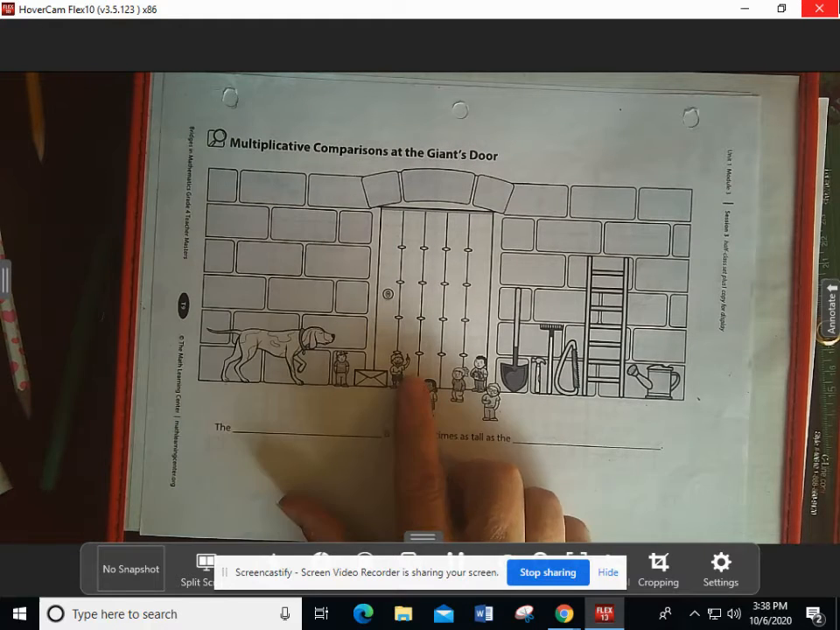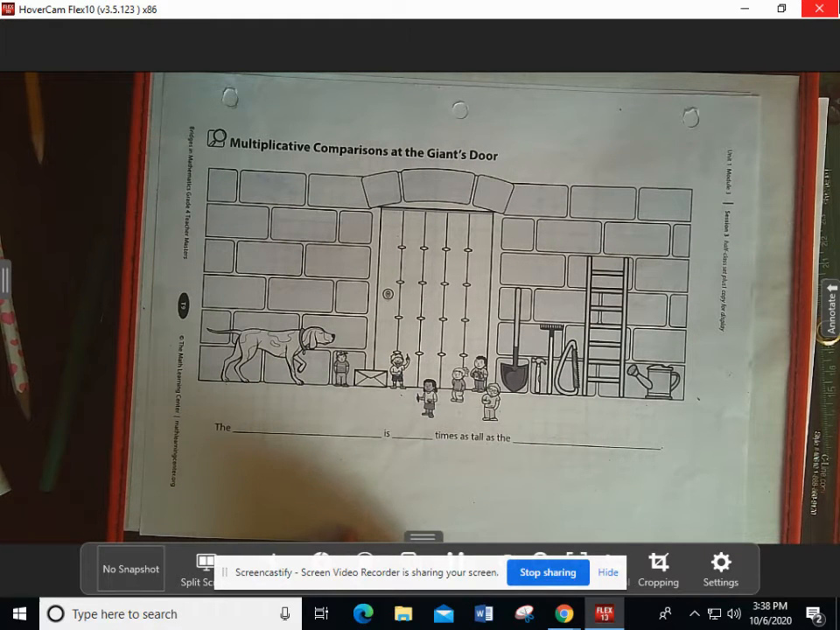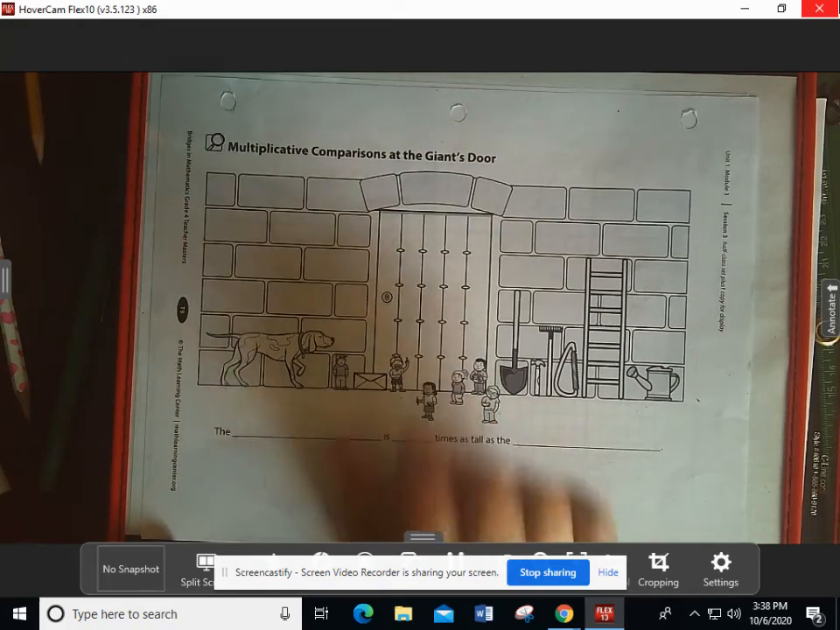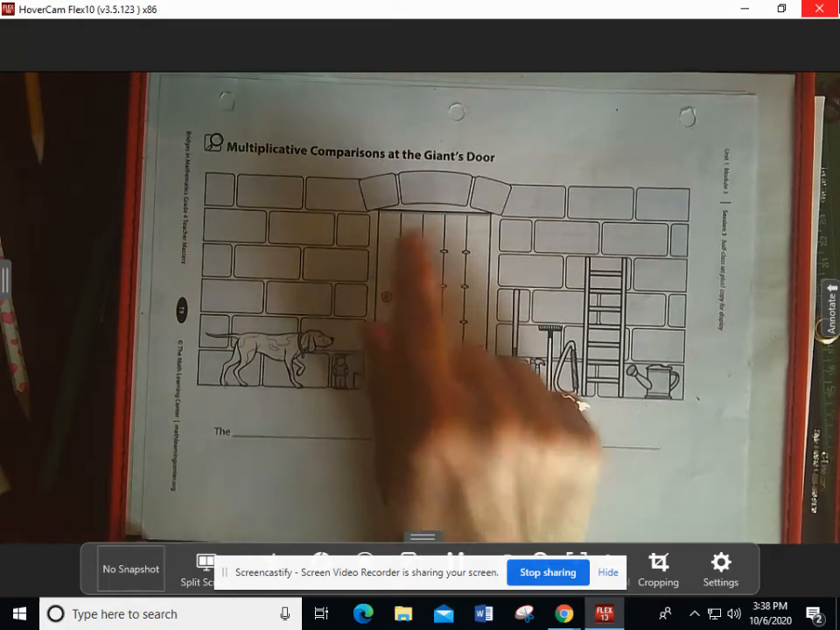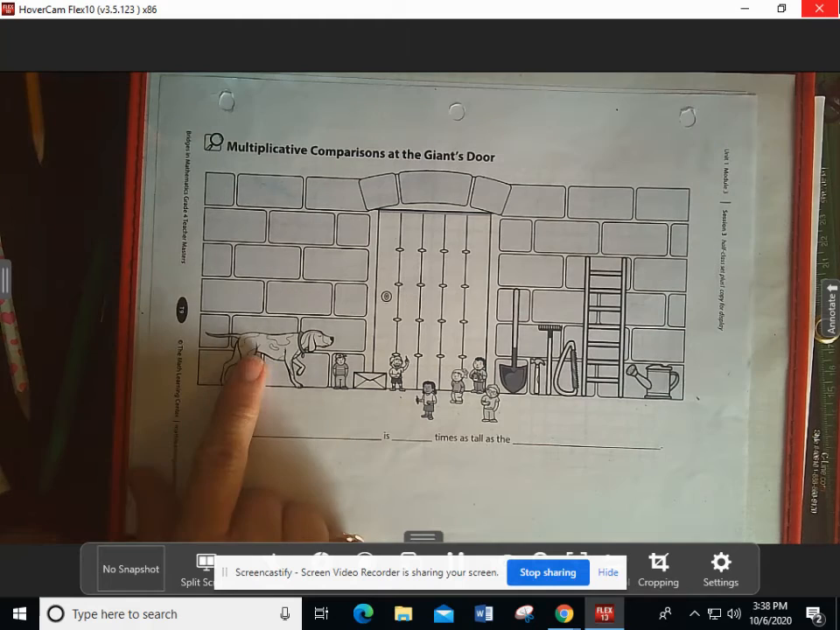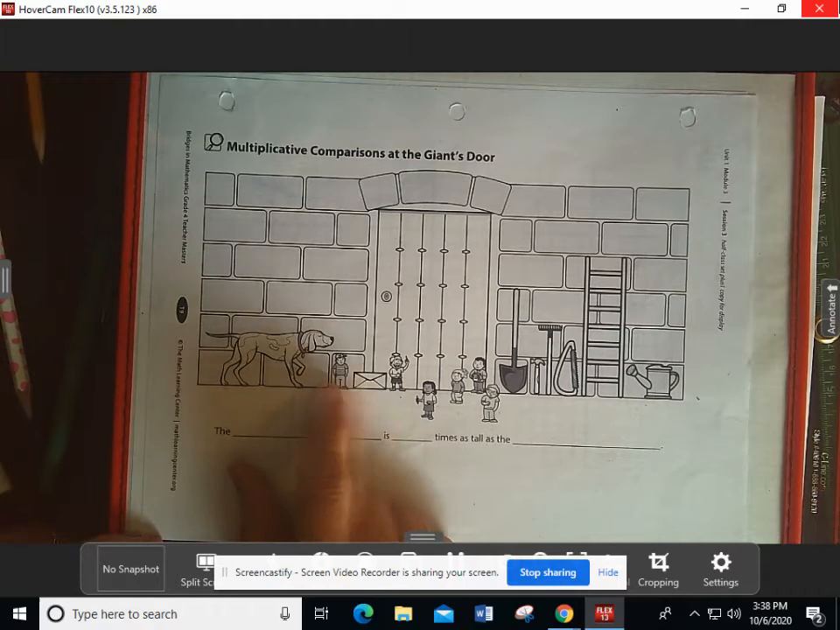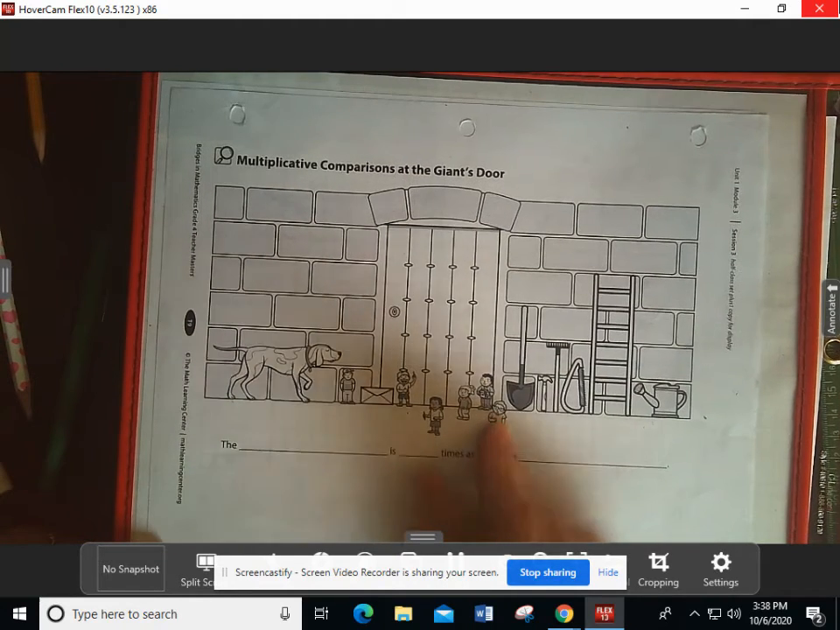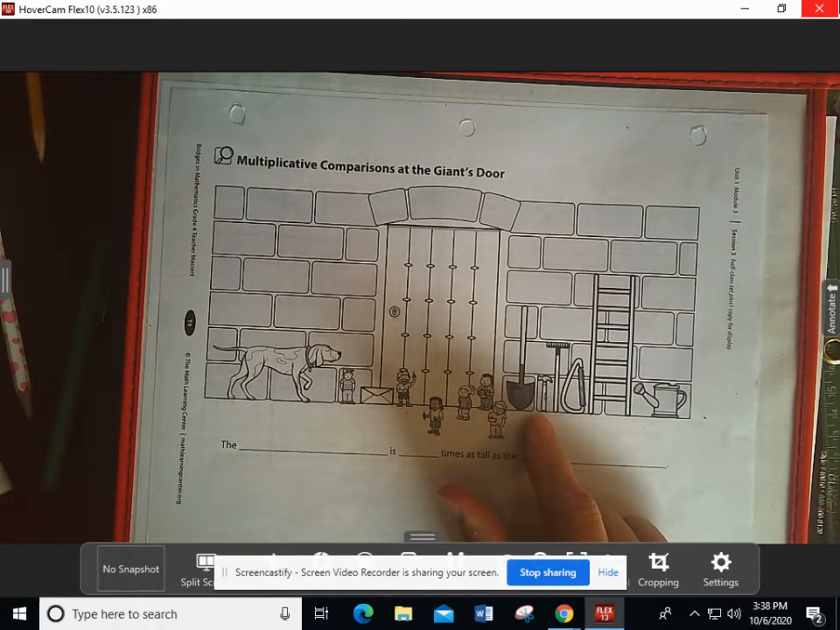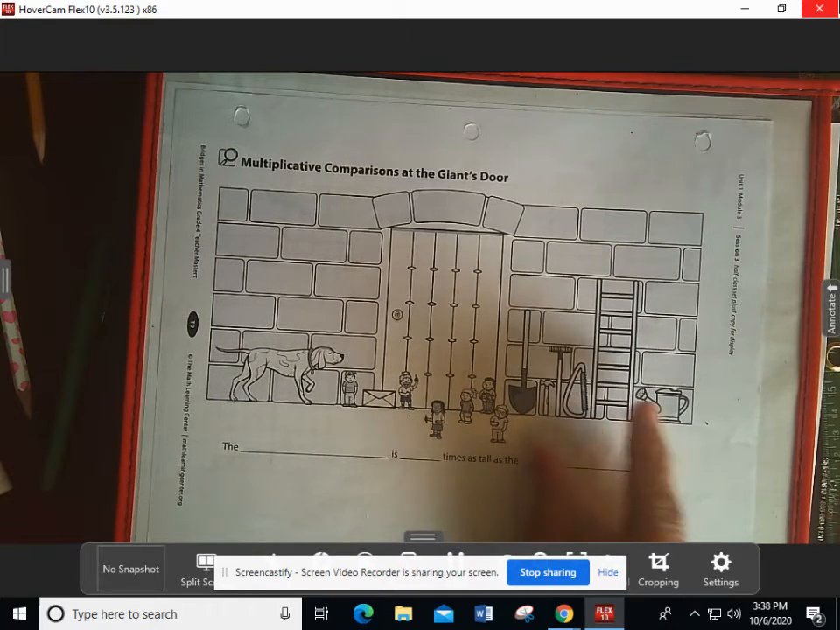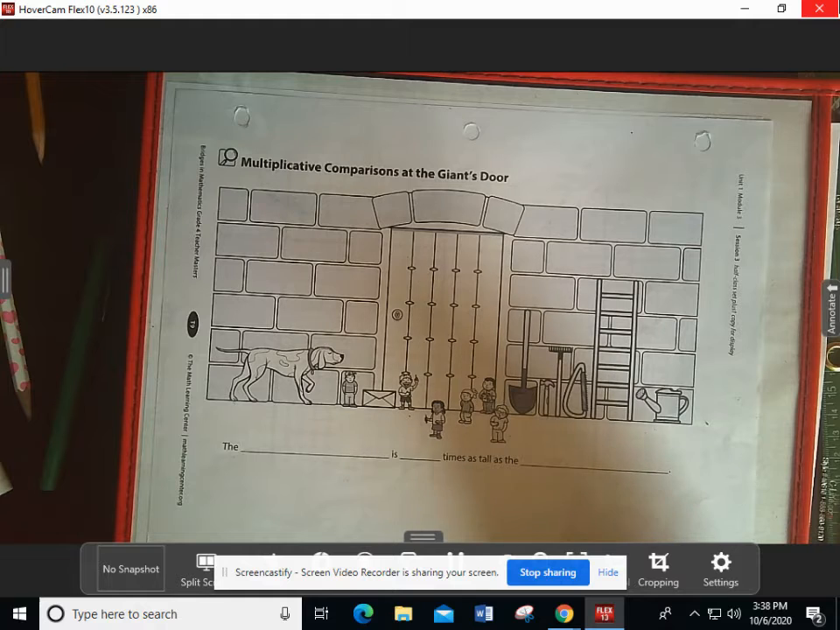Okay, so we have that same kind of door that the giant was in before. So let's see. So yeah, just like last time, there was 1, 2, 3, 4 of those little markers. Oh, we've got a dog, giant dog, little kid, giant envelope, more little kids, giant shovel, a giant hammer, a giant rake, and a saw and a ladder, and a watering can.